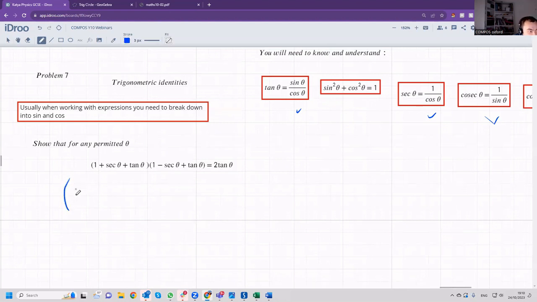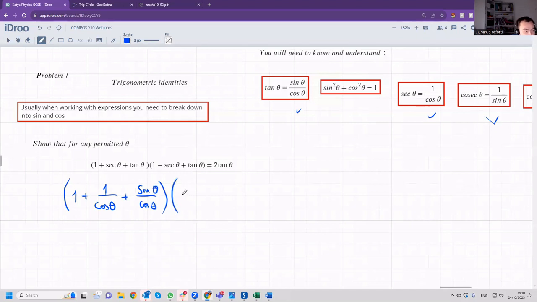So open bracket, 1 plus sec. And we know that sec is 1 over cos theta. We know that tan is sine over cos. So you're going to have plus sine theta over cos theta.